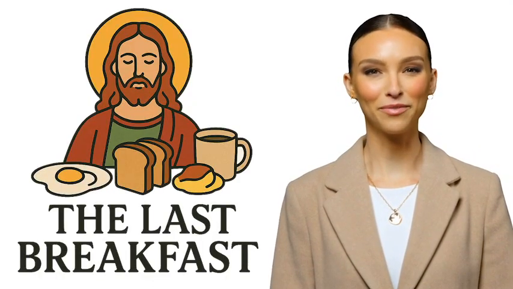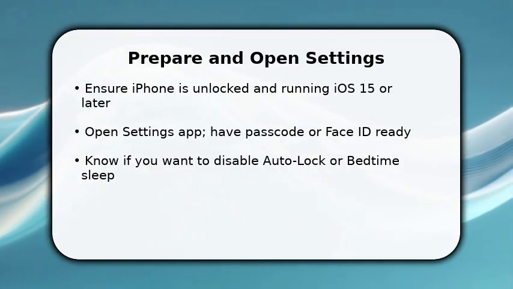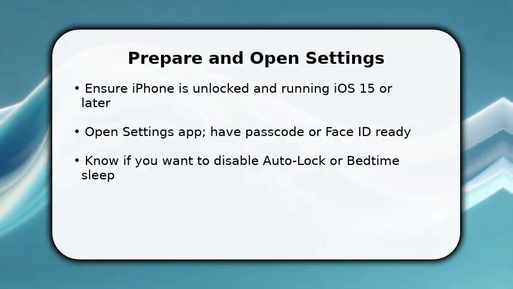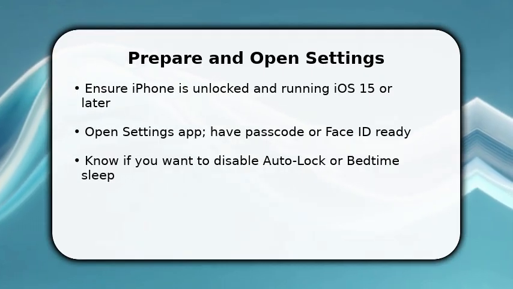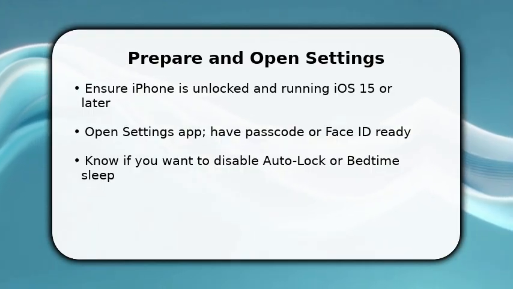Please enjoy the video. You're starting right in Settings. First, unlock your iPhone and confirm iOS is up to date so menu labels match. Once done, tap Settings and locate Display and Brightness. This is where Auto Lock lives.